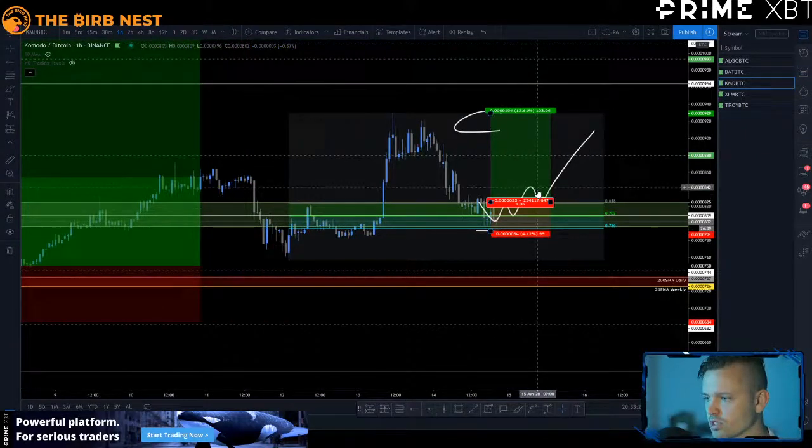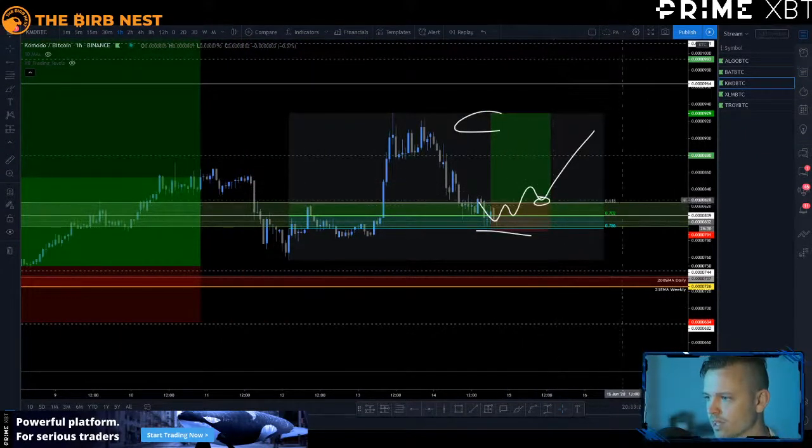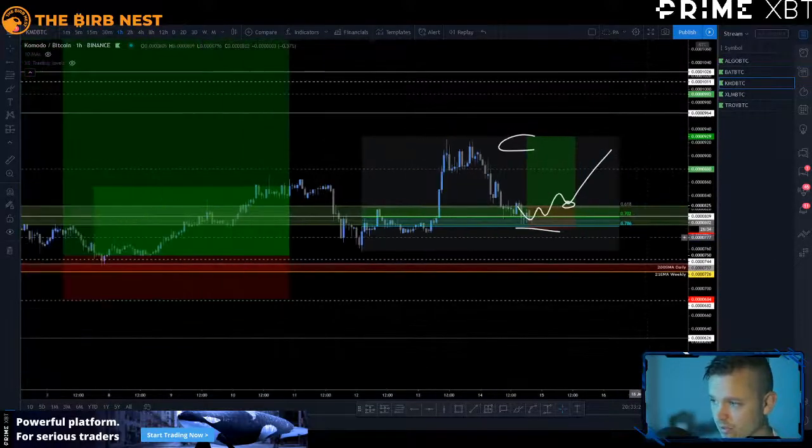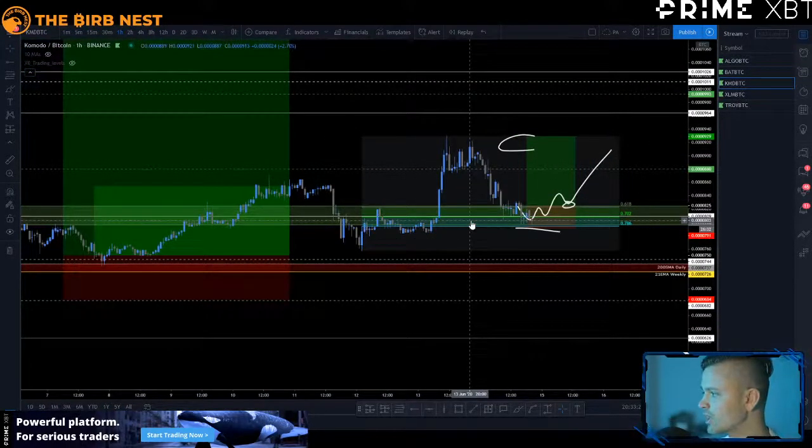If we get a break in market structure here, breakout and a retest of the 618 Fibonacci level, the upper part of the RLC, I think this trade could really work wonders for your portfolio.